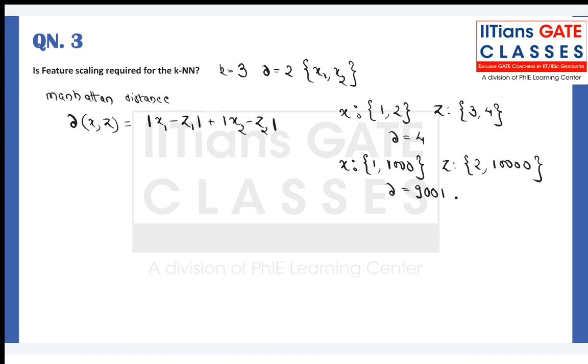If you notice very carefully, just because the value at y or the x2 was much huge compared to the value of x1, your distance became huge. Correct? Your distance became huge. So how can you solve this problem? Okay. This is called feature scaling.